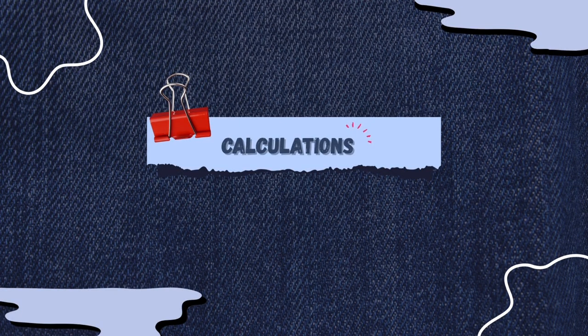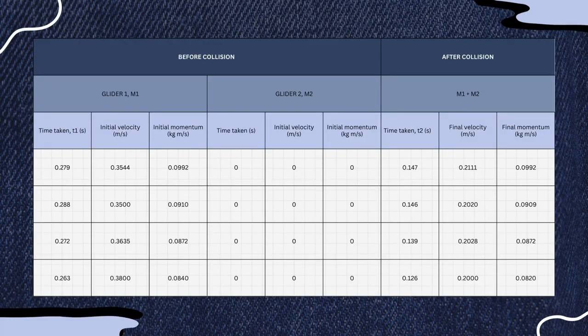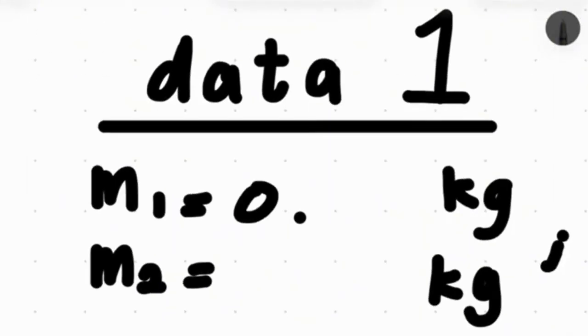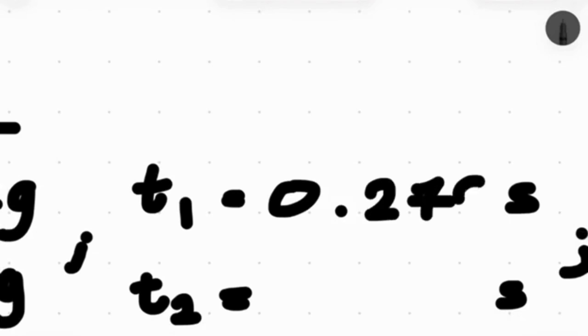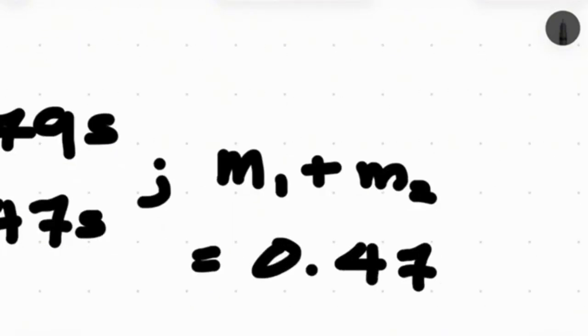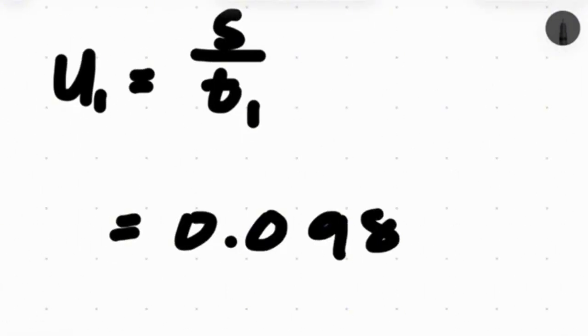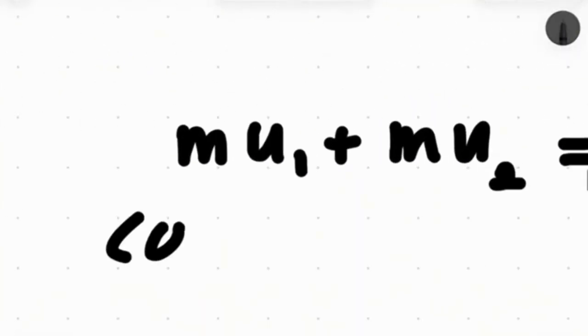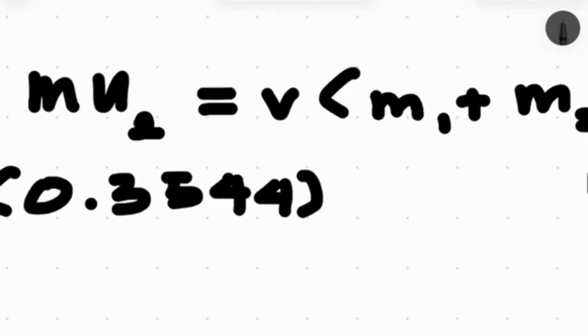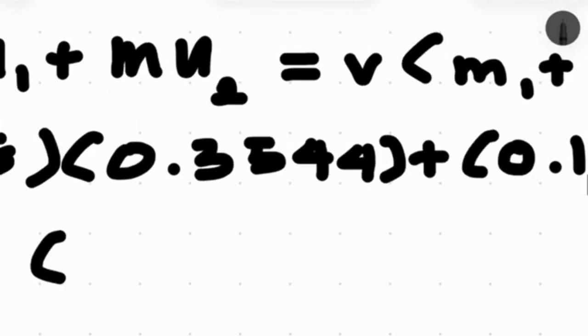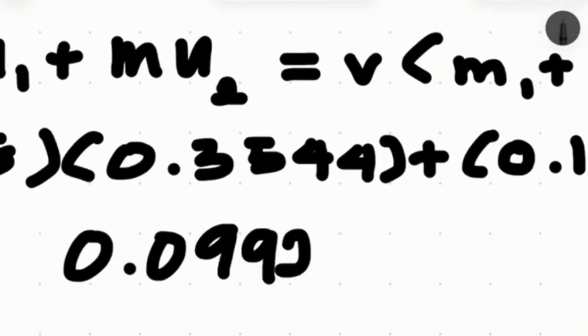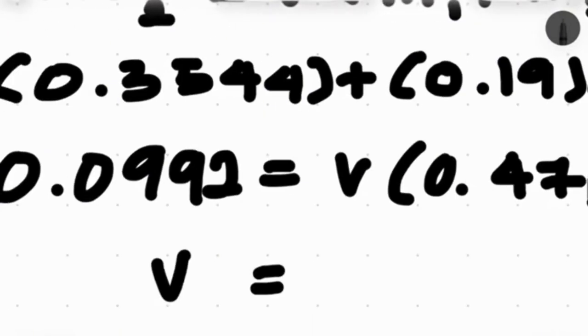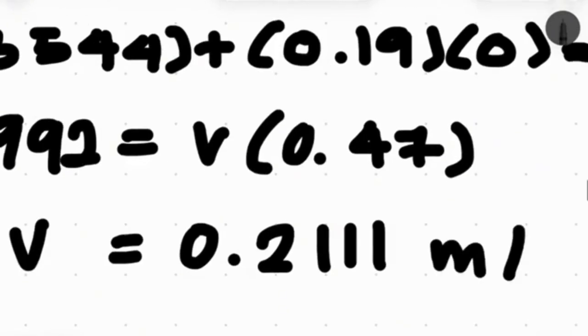Now, we will be explaining about the calculations. First of all, we can label all the data so that it will be easier for us to calculate it. Next, we can find the initial velocity by using the formula of displacement over time taken. Next, we can find the final velocity by using the formula of mass multiplied by initial velocity equals final velocity multiplied by total mass. Then we can rearrange the equation to get the final velocity.